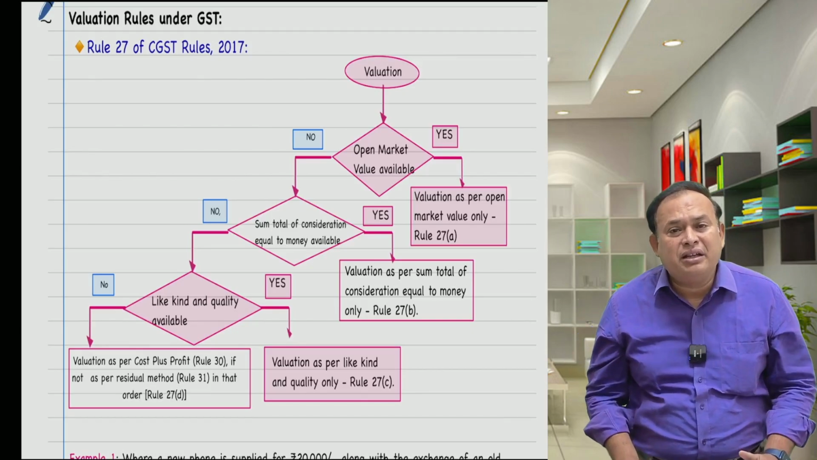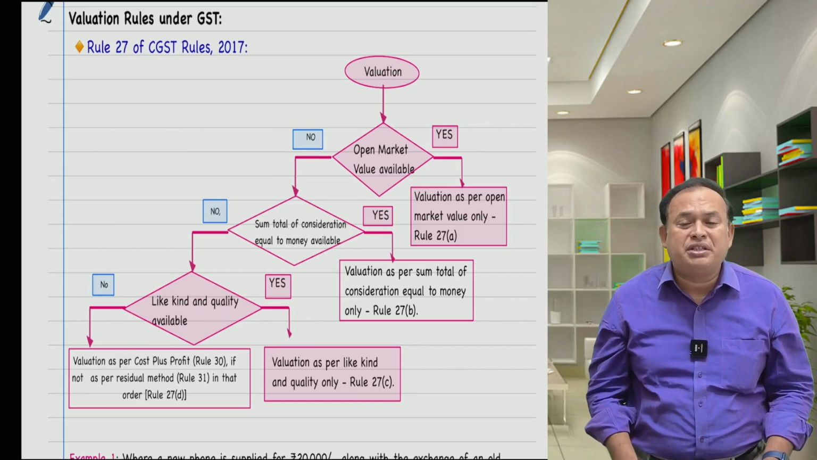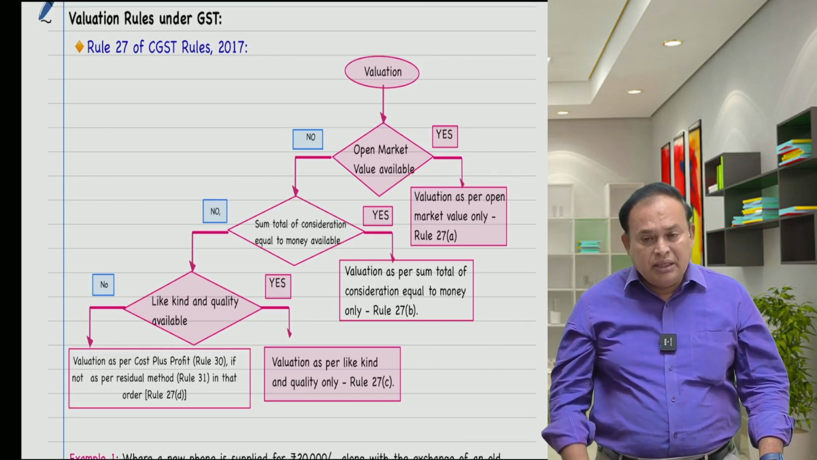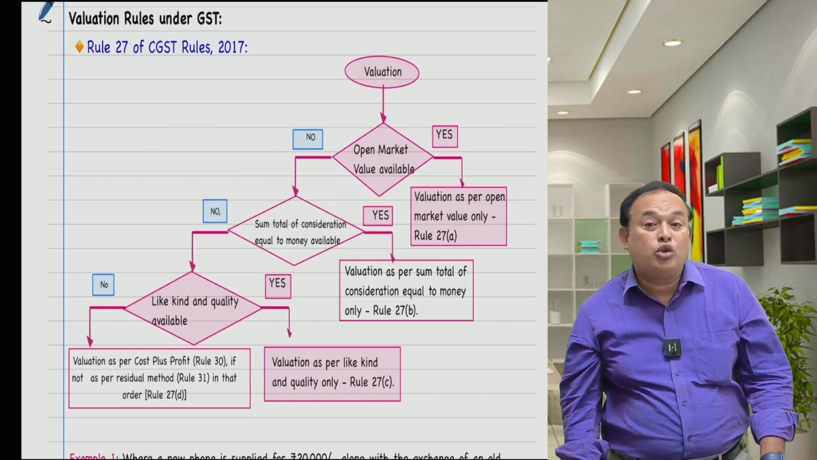Finally, we are arriving where? Rule number 31, where it is ultimate, the department will decide the valuation for your given case and will demand that you pay the tax. Now, I would like to draw your attention to the part of rule number 31, how to arrive at the value in the case of rule number 31.